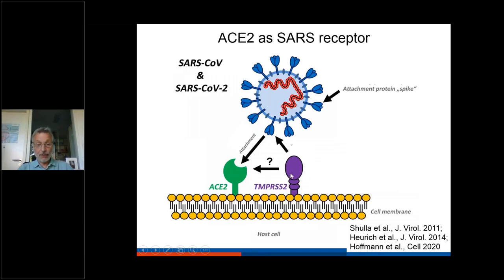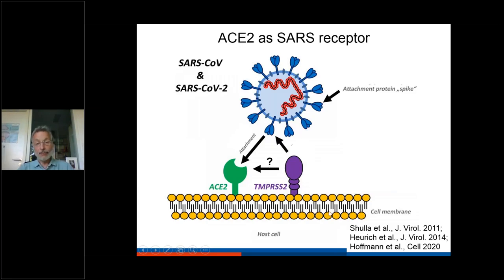That's only one aspect. There's a second very important molecule, TMPRSS2, another protease, which is very closely associated to ACE2. Only if it's there does the attachment of the virus lead to the cutting of the viral spike protein by TMPRSS2. And this cutting is essential for the uptake of the virus into the cell. If it doesn't happen, the virus cannot infect the cell. So this triangle of these three molecules here is important for functional uptake.